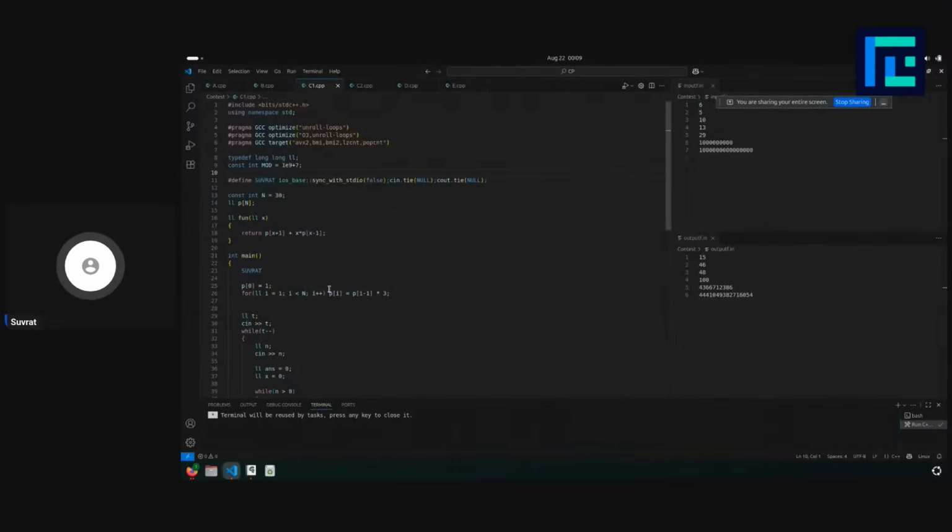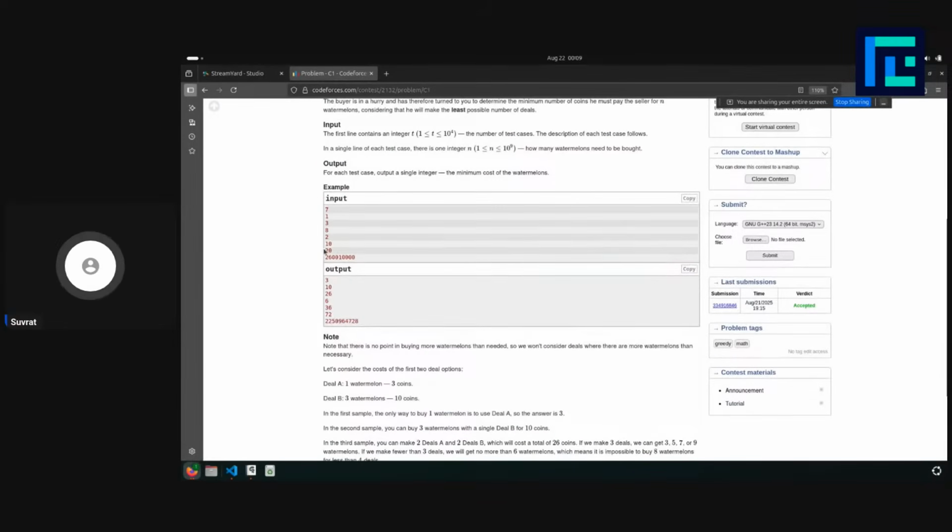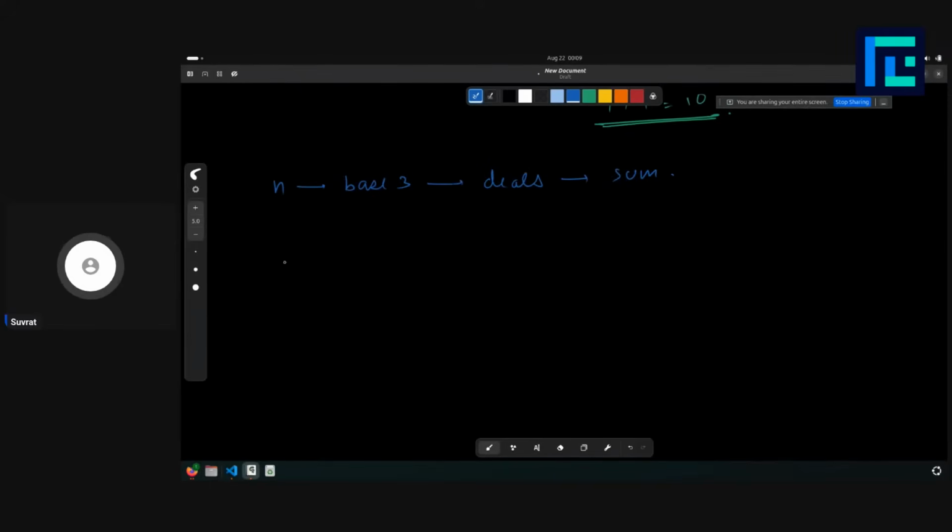So let's try to run this on some test case. Let's take n is equal to 20. Let's try to find the base 3 representation. 20 mod 3 would give us 2.